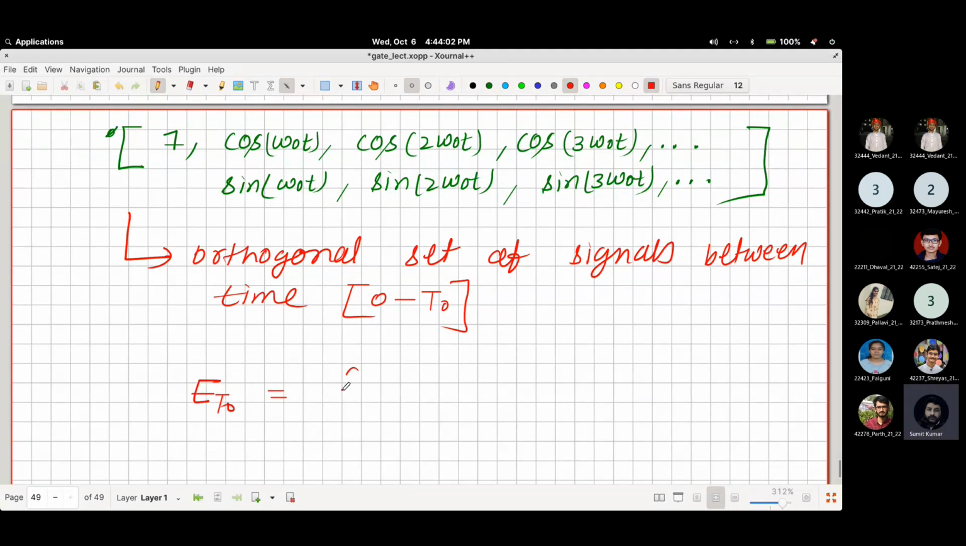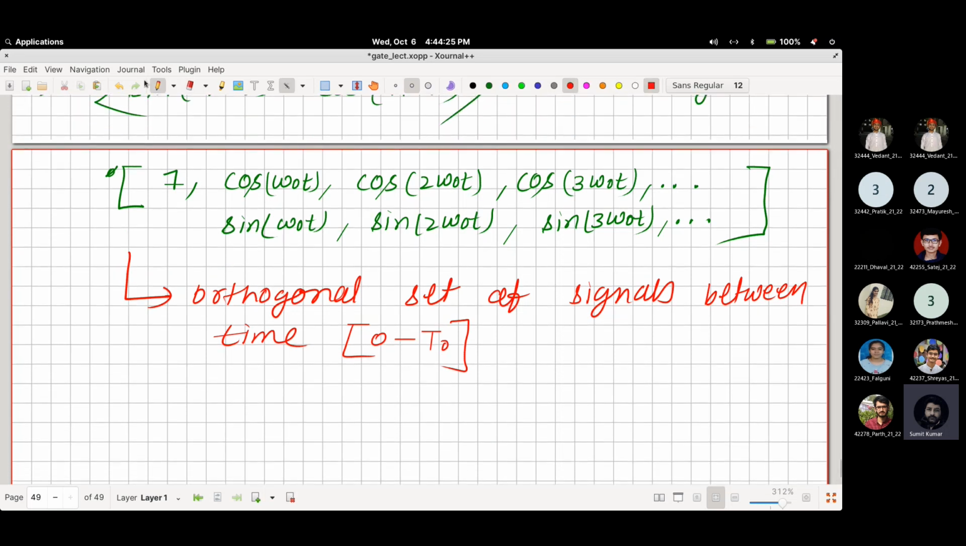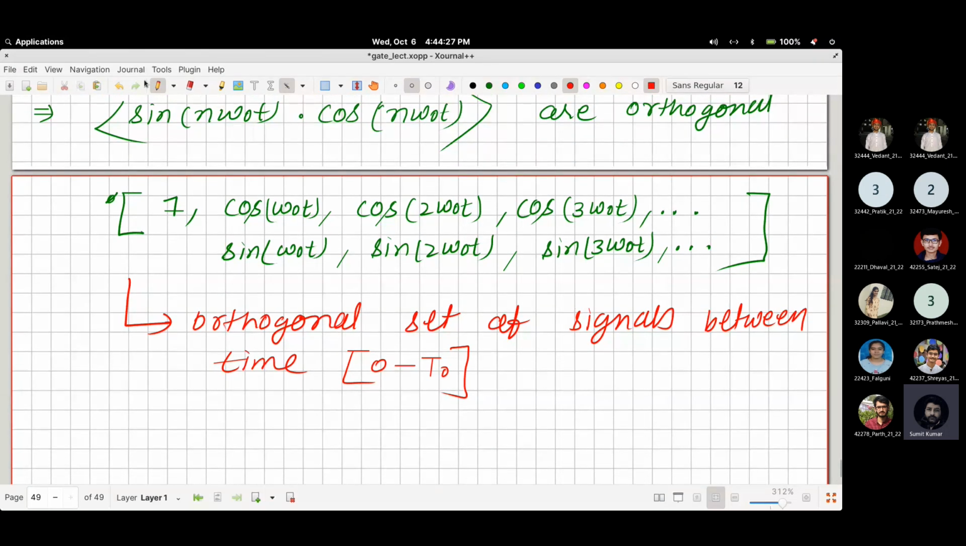Are you getting my point? From 0 to t naught, what you will have is this function itself squared, isn't it? f of t whole square dt. And what do we call this? E t naught, the energy between time 0 to t naught. Is that clear? Yes sir. Okay, so don't worry about that. It happens, we don't pay attention. But you can even take my word that each and every one of them is orthogonal.